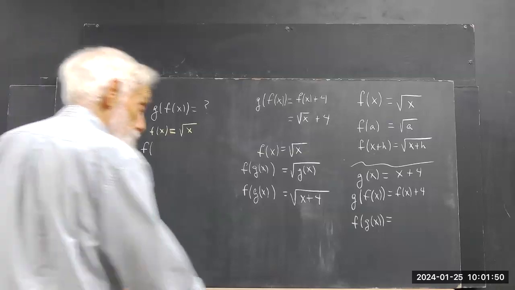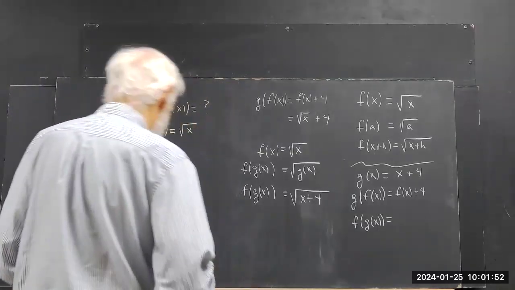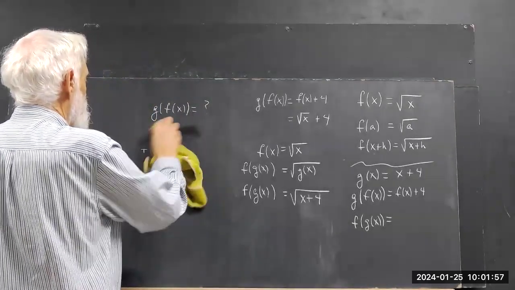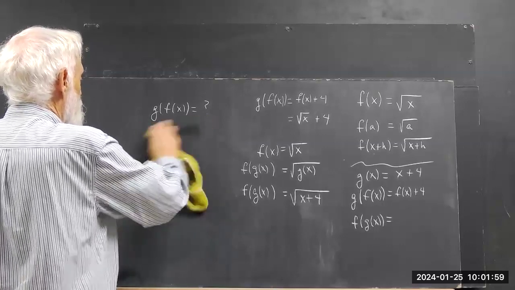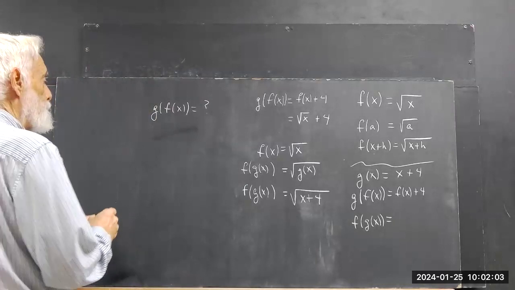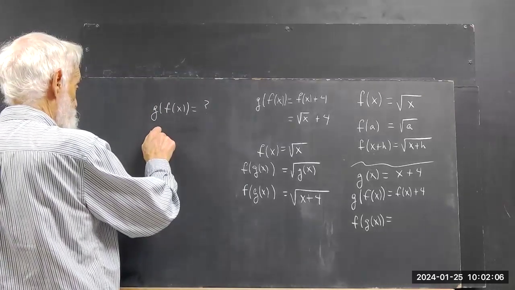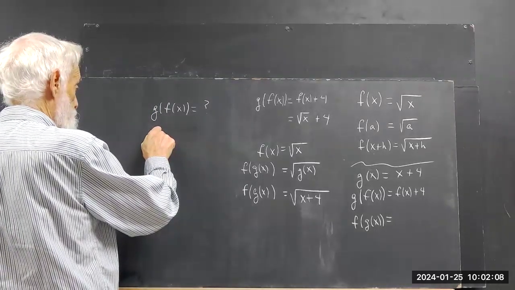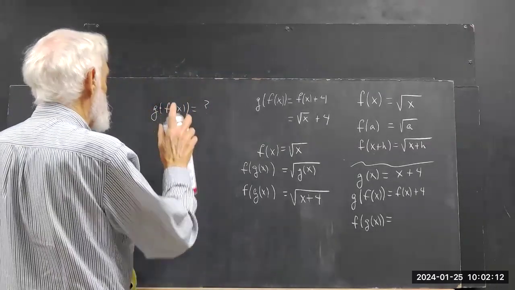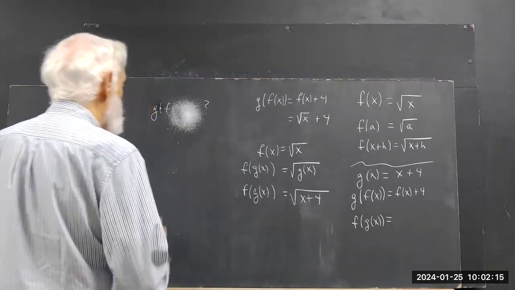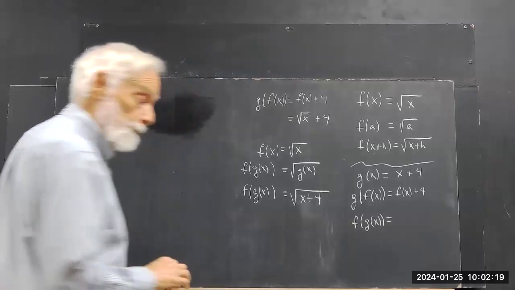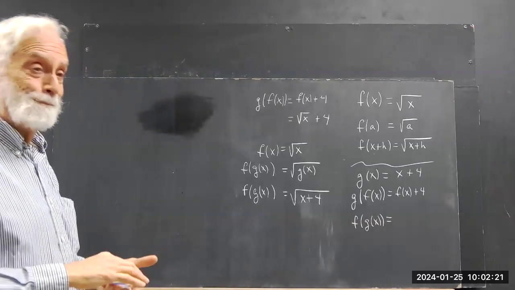Wait a minute, I'm sorry, I've got it backwards. I was bored, I lost track of which composite I was doing. Okay, let's try this, do it right. Now, g of x. All right, I think I'm okay.